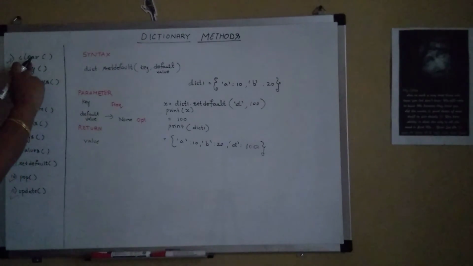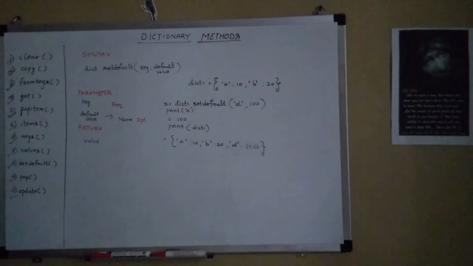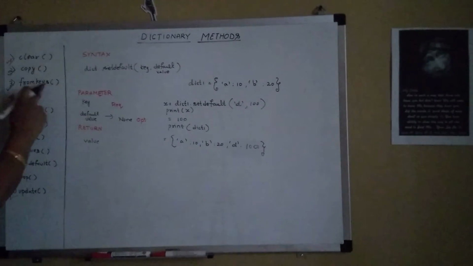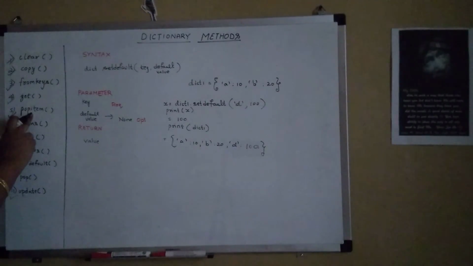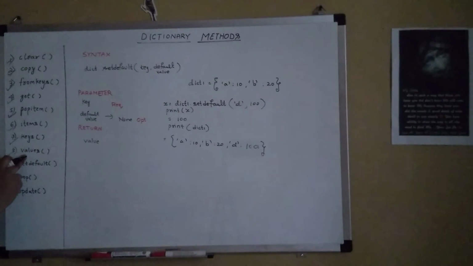So let's see once again. Clear clears the contents. Copy copies the dictionary. Fromkeys will create a dictionary with the specified keys and values. Get will get the value corresponding to the key in the dictionary. Popitem will pop out the last entered item in the dictionary and also remove that particular item from the dictionary. Items will give a dictionary view object of all the key-value pairs. Keys will give a dictionary view object of all the keys present in the dictionary. Values will give a dictionary view object of all the values present in the dictionary.